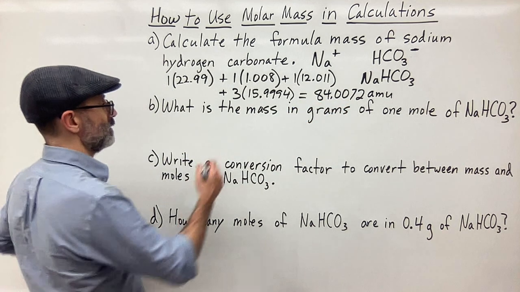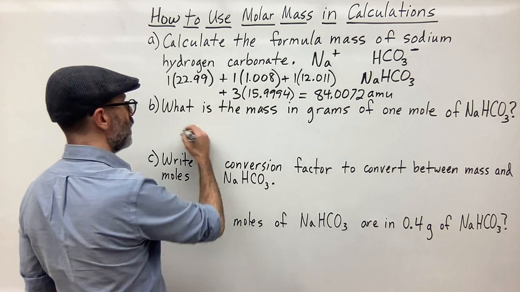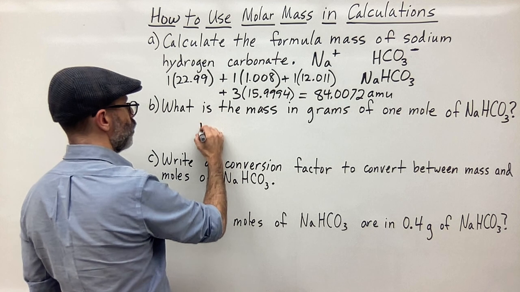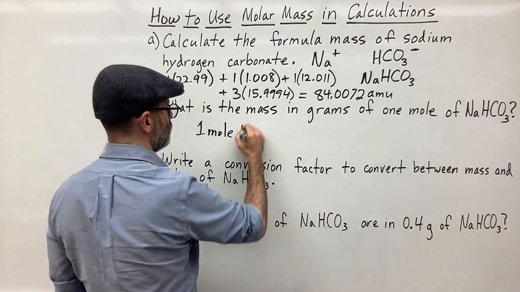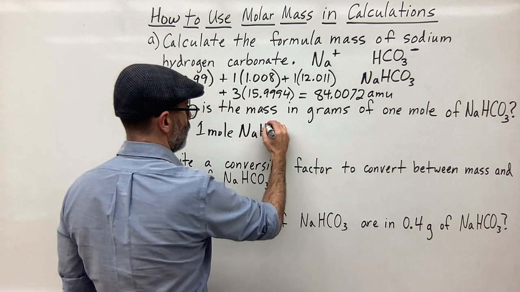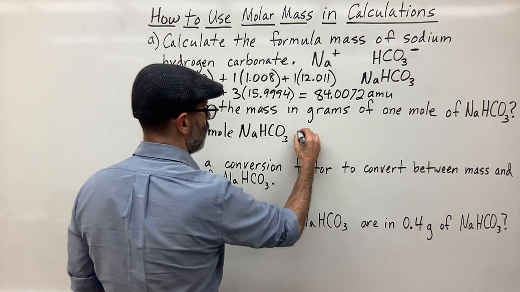So all this is saying is that the mass in grams of 1 mole of this substance, NaHCO3, is equal to the same number but in grams.